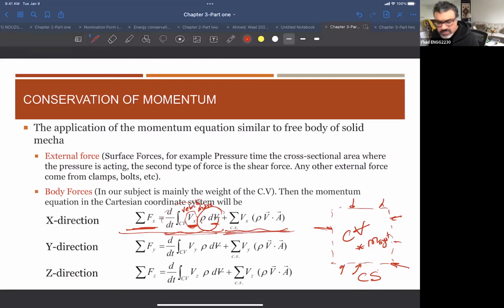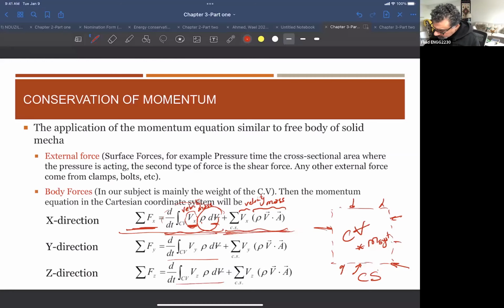And the second term here is basically how this mass crosses the boundary. So what is acting on the surface of this boundary? Again, it is the mass that is crossing this boundary times the velocity at this boundary. Okay, same thing for Y, same thing for Z, which means that for the conservation of momentum, the forces acting on the control volume will change the momentum within the control volume, and the rest of the change will be happening at the surface of this control volume.